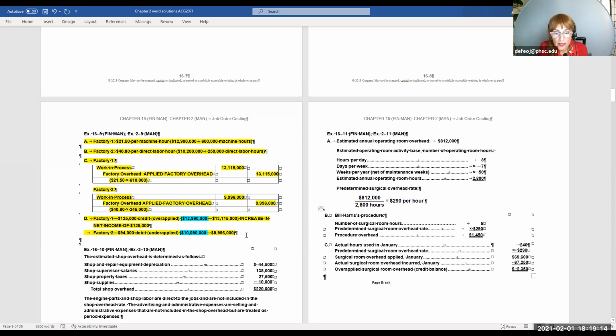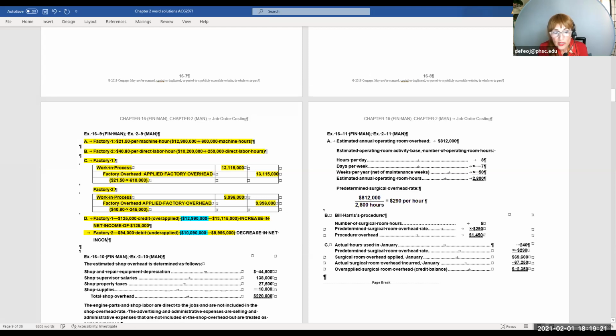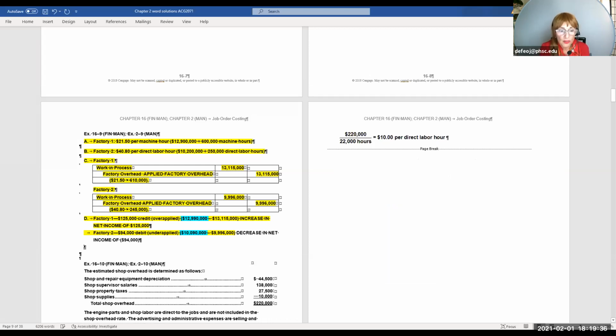And conversely, with underapplied, this is going to be a decrease in net income. So what's the overall effect if we put the two numbers together? If we put the decrease together with the increase, what is the overall result? Increase or decrease?